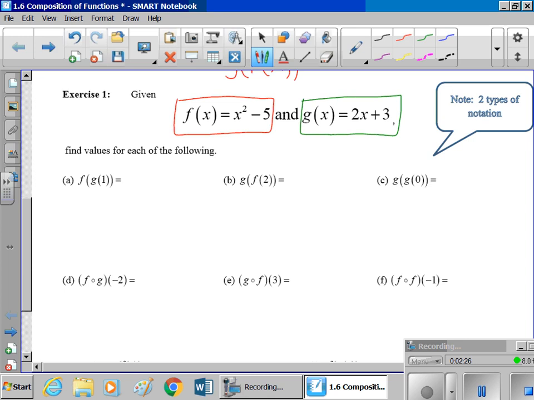Okay, so we have a little Christmas going on here, red and green. So A says, find the values for each of the following. A says f of g of 1. So we're just evaluating here.